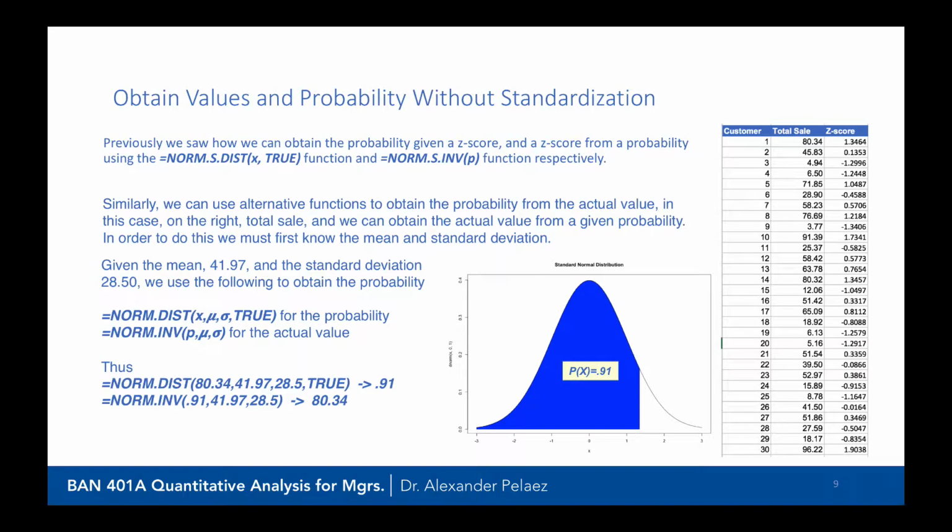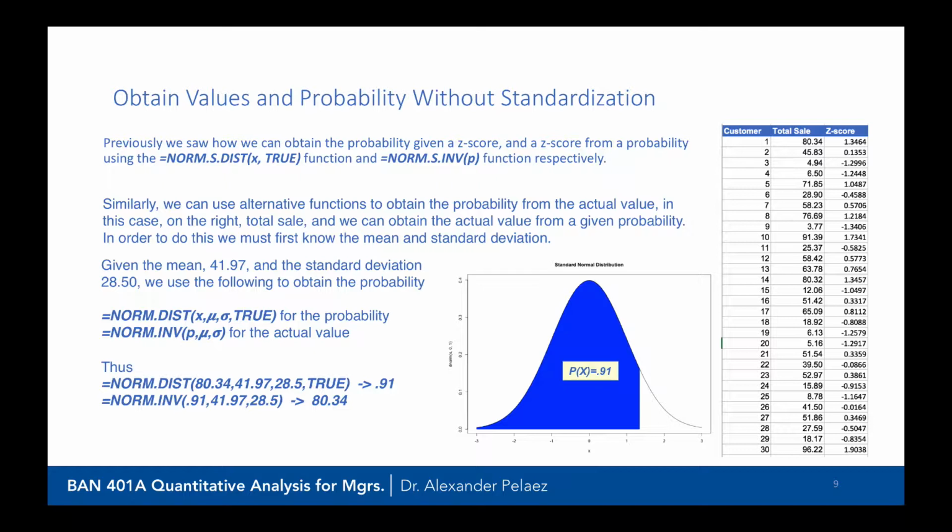Previously, we saw how we can obtain the probability given a z-score, and a z-score from the probability, using the NORM.S.DIST and the NORM.S.INV functions. We can use similar alternative functions to obtain the probability from the actual value directly. The S in the Excel function stands for standardized, so the normal standardized distribution, and the normal standardized inverse procedure. For the total sale to the right, we can obtain the actual value from a given probability. In order to do this, we must first know the mean and the standard deviation, just as we had before.